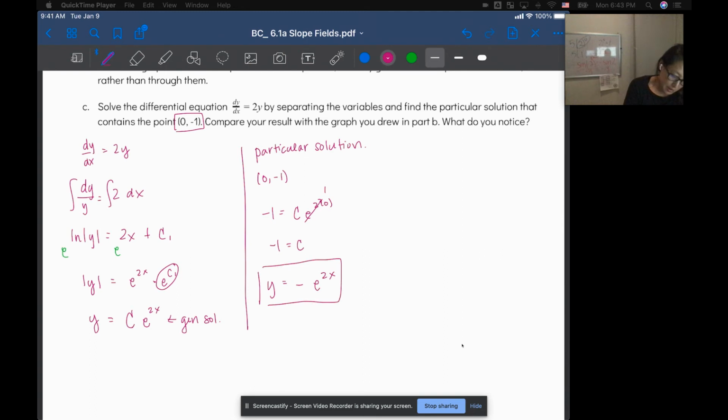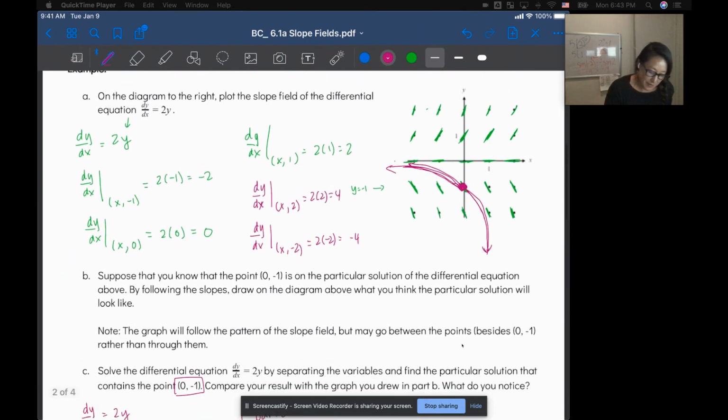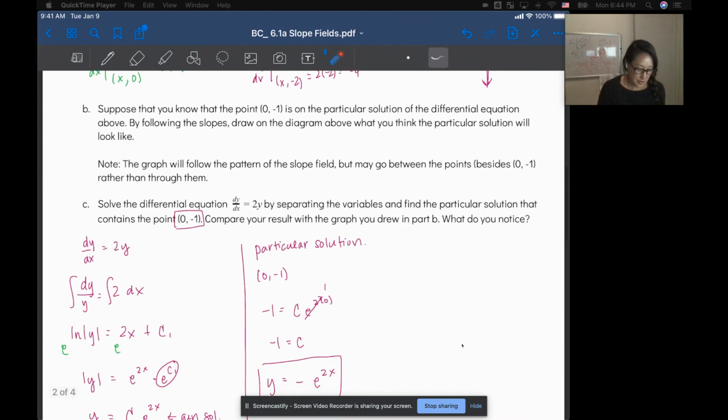All right, let's see how that compares to my sketch. Okay, my slope field, this curve that I drew for you, hey, it's actually not that bad. Negative e to the 2x. Yeah, e to the 2x would be up here, and then it was reflected over the x-axis. Woohoo! All right, let's go on to the next one then.